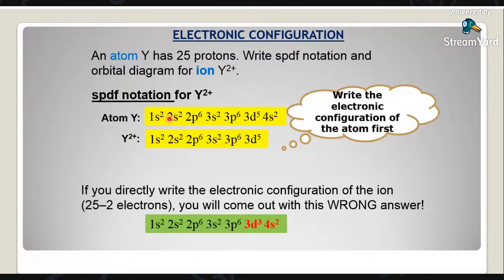Okay, so from the atom here, we know that 2 plus means we remove 2 electrons. So we remove the electrons from the outermost shell. Okay, so we remove from 4s. So that's why we end with 3d5.